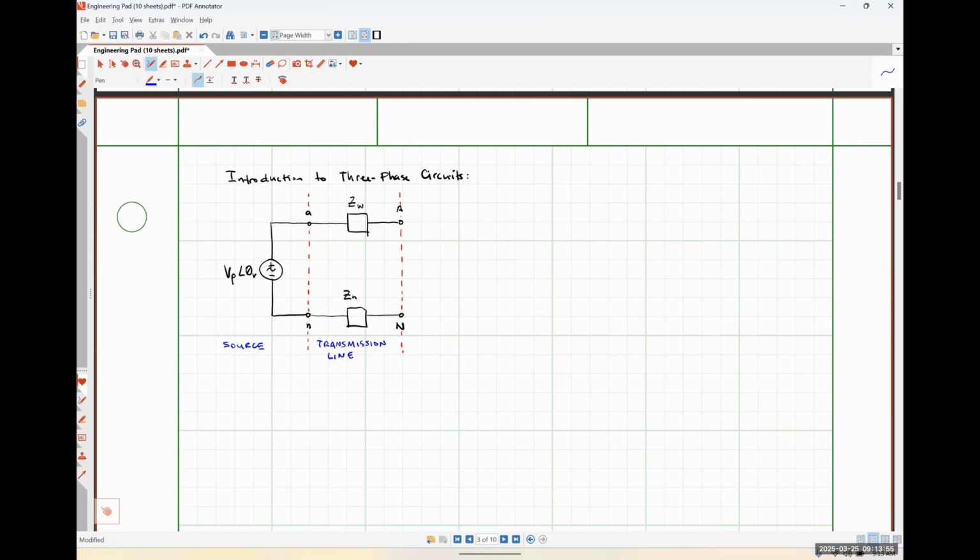That I'm using to send power from the source to my load. And then lastly, on the right-hand side, I'm going to have my load impedance, ZL.